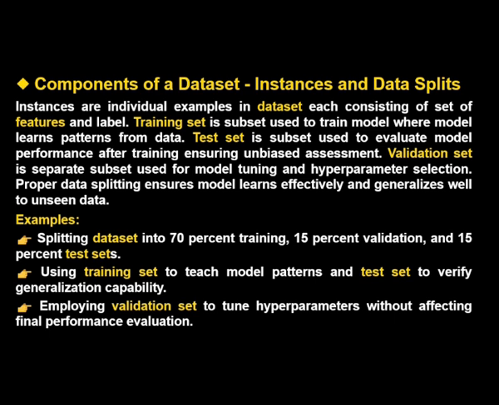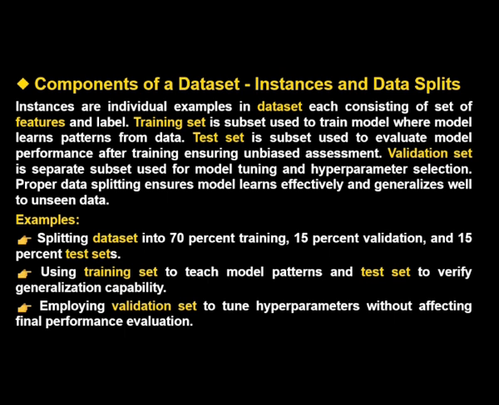Components of a dataset: instances and data splits. An instance is a single data record in the dataset. Each instance contains a set of feature values and, in supervised learning, a corresponding label.